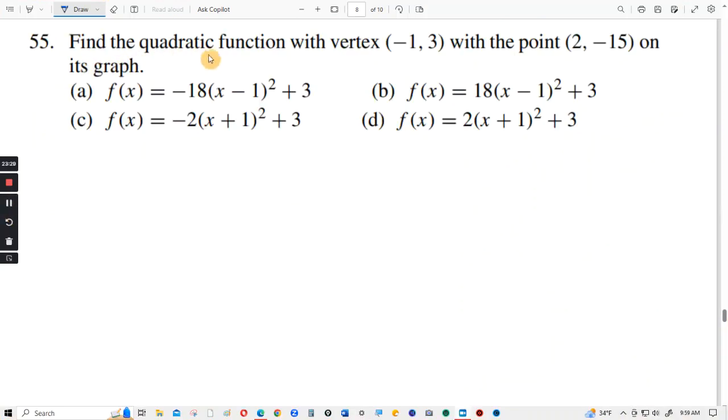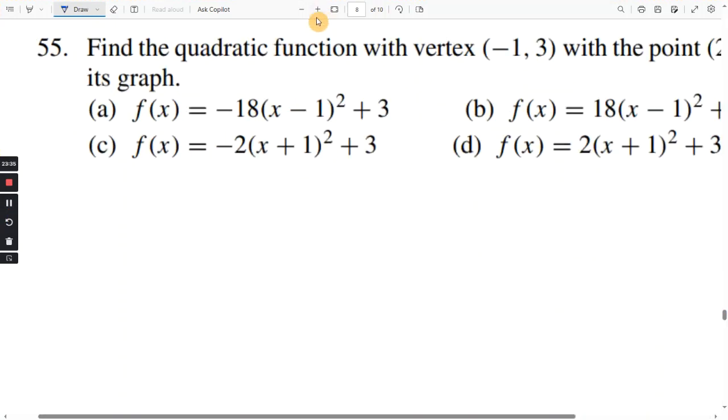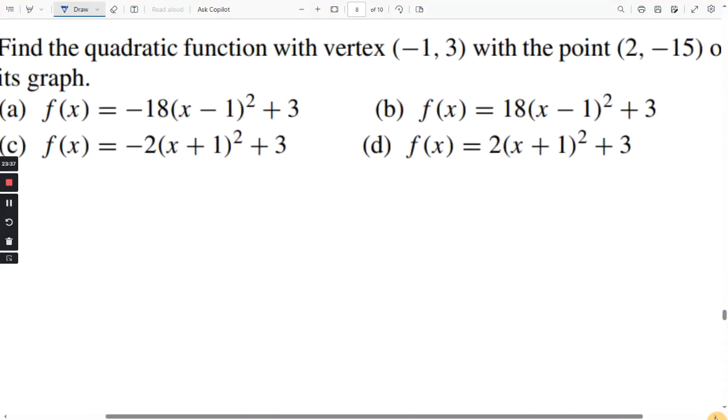(55) Find the quadratic function with this vertex and this point on the graph. Okay, pretty easy. Or I should say we did one similar before. We know the letters for the vertex are h and k, h comma k. And if you have a point on the graph, any graph, doesn't have to be a quadratic, those coordinates are x and y if the point lands on the graph.